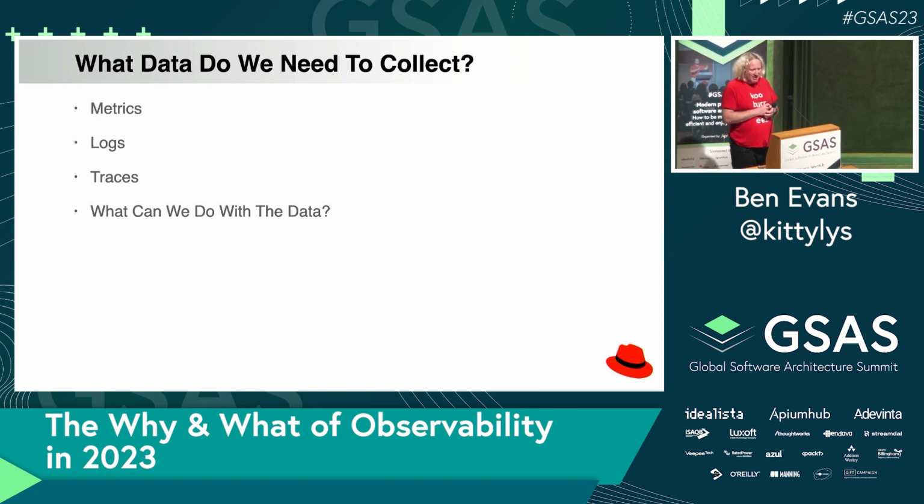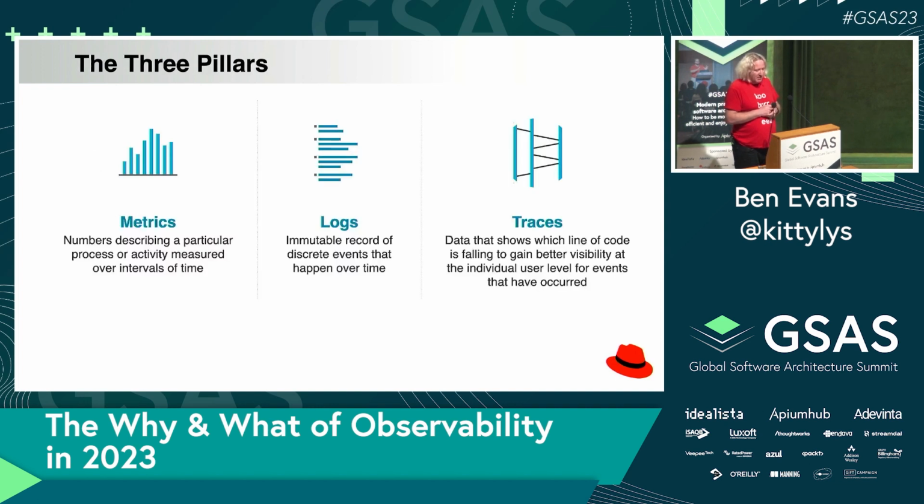So the 3 pillars are metrics, logs, and traces, effectively. Okay, so how are they? Well, what's a metric? Well, a metric describes a particular process over a known time interval. Logs, well, we all know what logs are. But thought about properly, they're a record of discrete events that happen in the system over time. Generally speaking, we want our logs to be immutable. They should be written once and then only ever read after that.